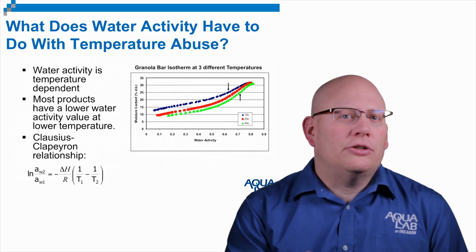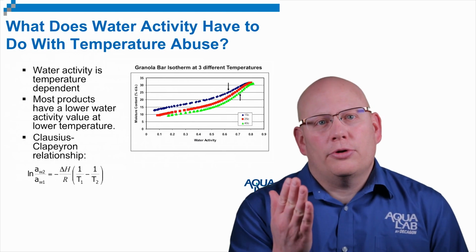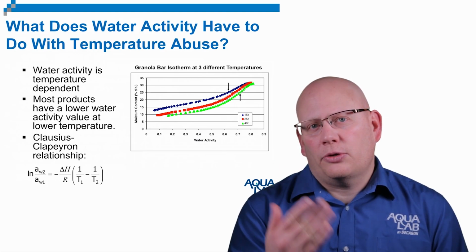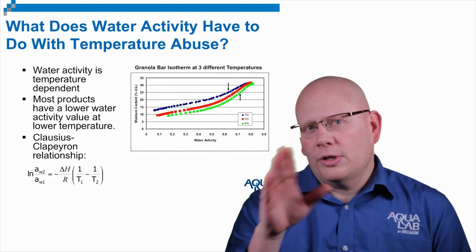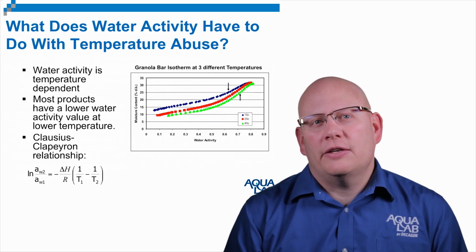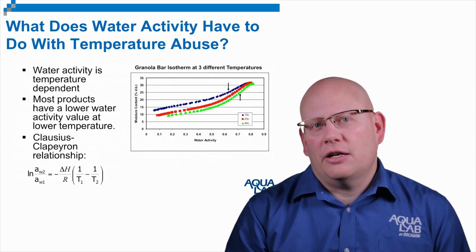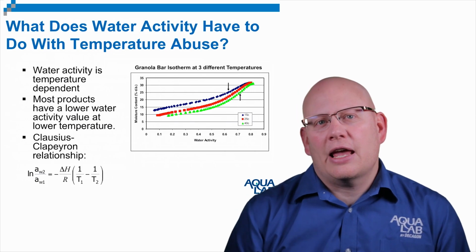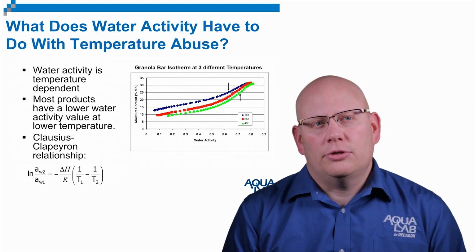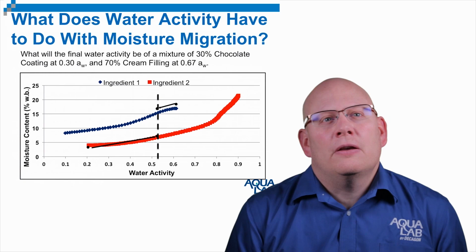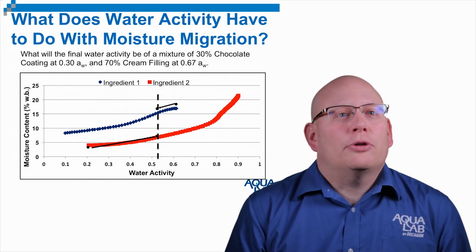And again, this is very easy to do if you've got the ability to run a moisture absorption isotherm. You just run it at, say, 3 different temperatures, and now you know what that relationship is between water activity and moisture content at each of those different temperatures, and can account for the changes that may occur due to it experiencing temperature abuse. What does water activity have to do with moisture migration?